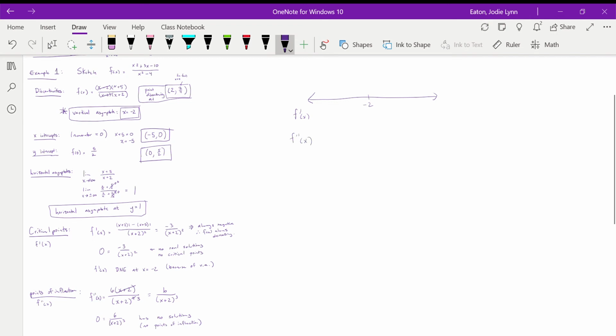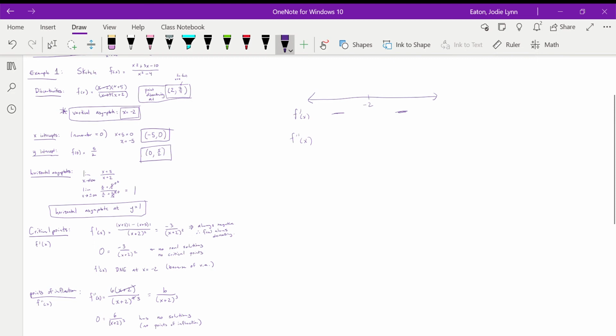Okay, so f prime of x, when we're smaller than negative 2, we're negative because the bottom is squared, so it'll be positive. And when we're bigger than negative 2, we're still going to be negative because it's negative divided by a positive. No matter what number we plug in for x, f prime of x is always a negative divided by a positive.